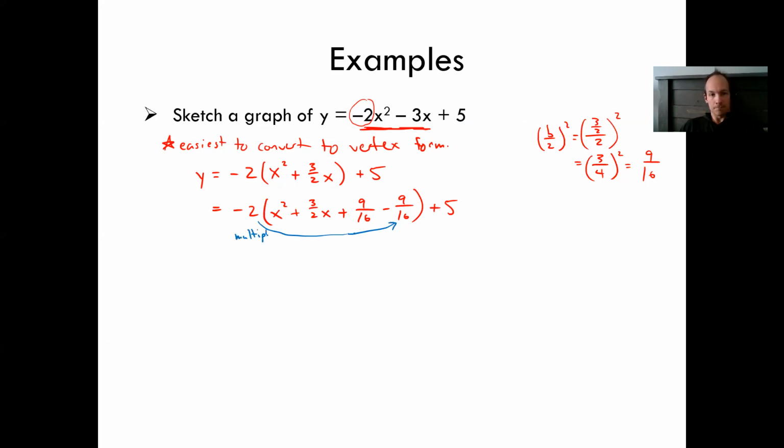So multiply. And then what we will have is negative 2 x squared plus 3 over 2x plus 9 over 16. Negative 9 over 16 multiplied by negative 2, that's going to become positive. The 2 and the 16 will cancel, and you'll have 9 over 8. And then you've got 5 out here.